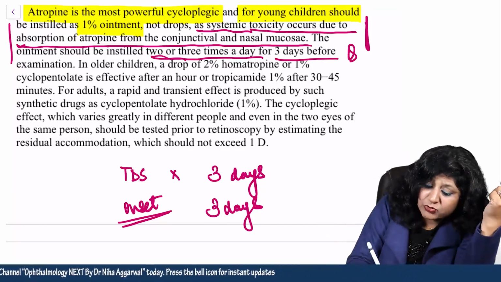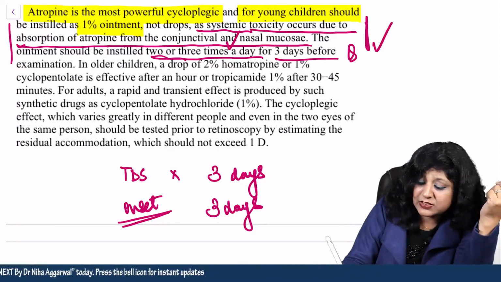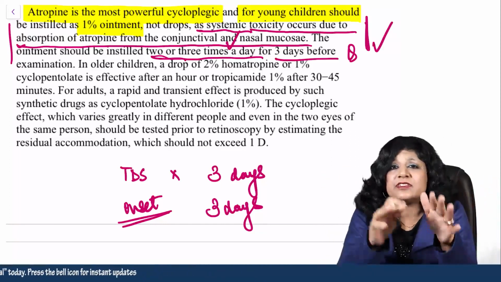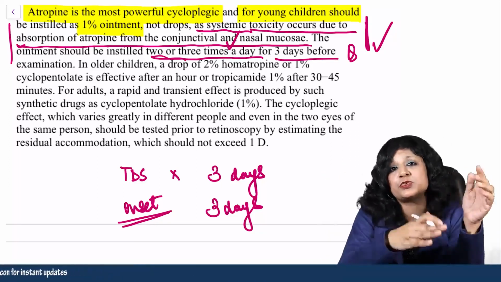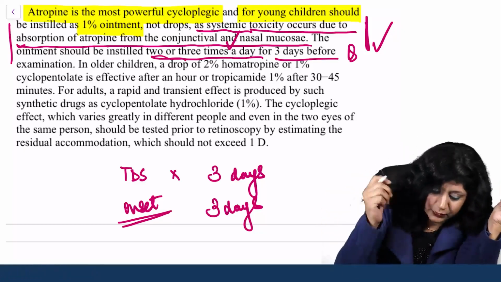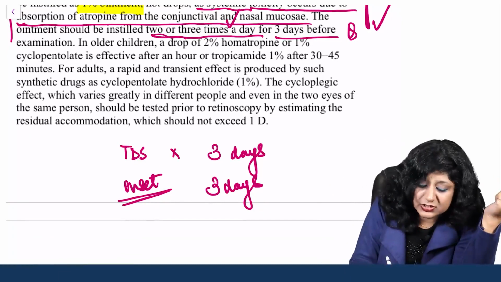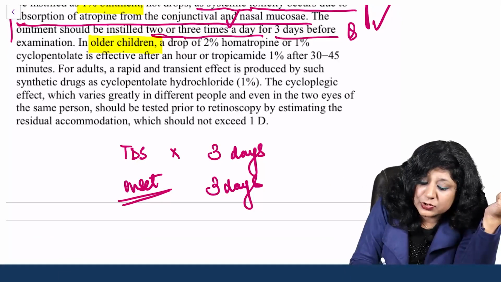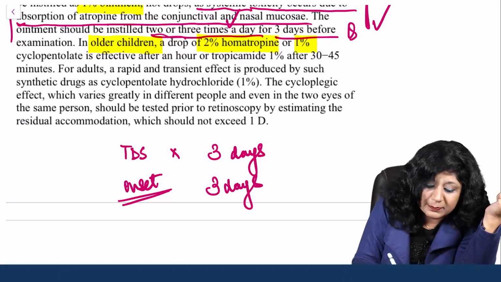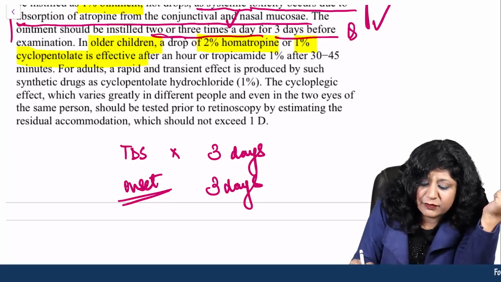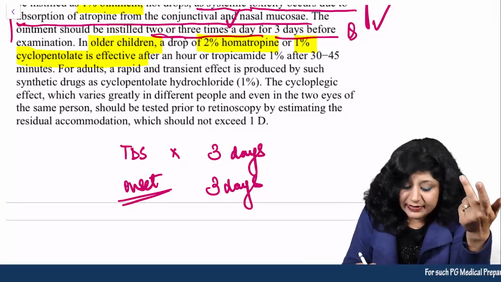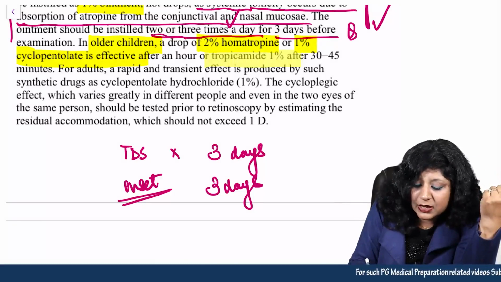So if they are asking you a question per se and you are giving these values, then it's okay. Otherwise, it is very sufficient to use it just night time and 3 days before. In older children, we are using the other ones. There we are not using the ointment, just the drops. Like in children, we are using the 2% homatropine or 1% cyclopentolate, and this is a good effective one. And if you talk about the adults, the most common is 1% tropicamide.